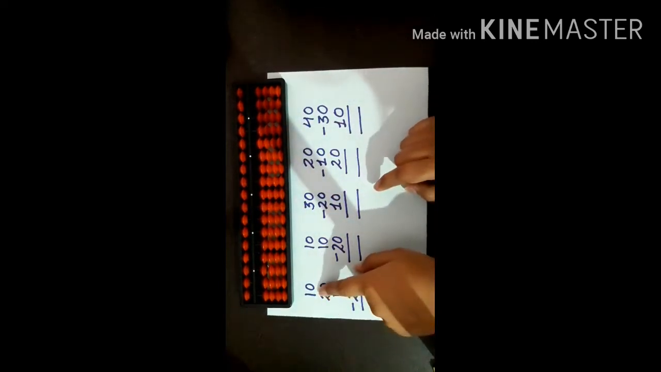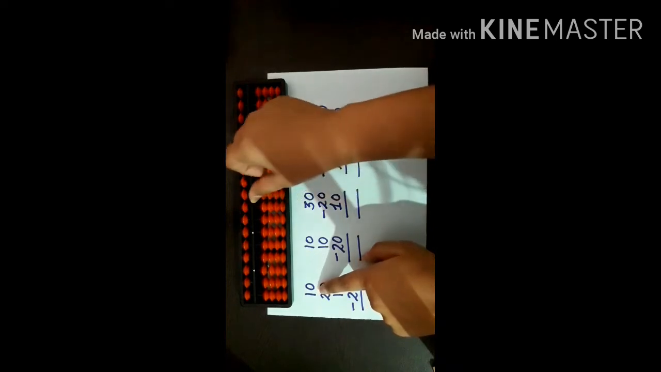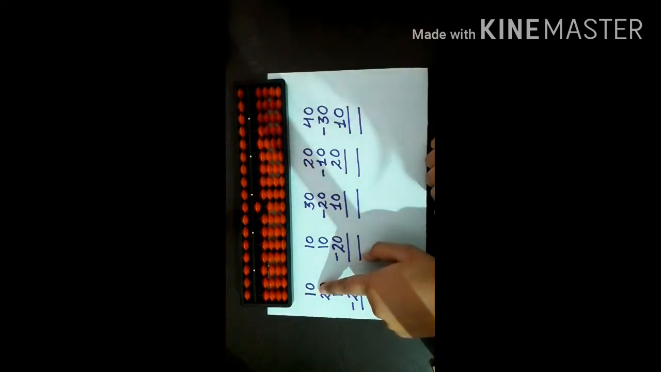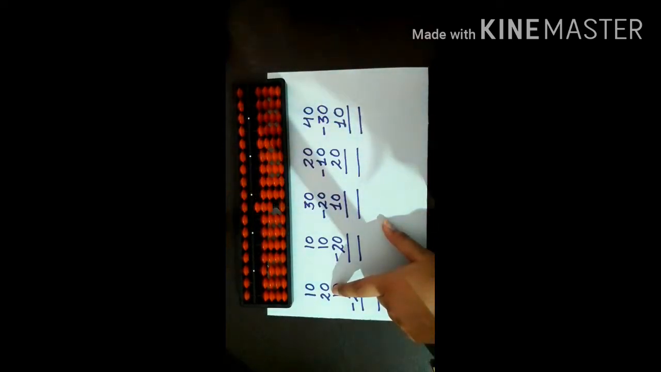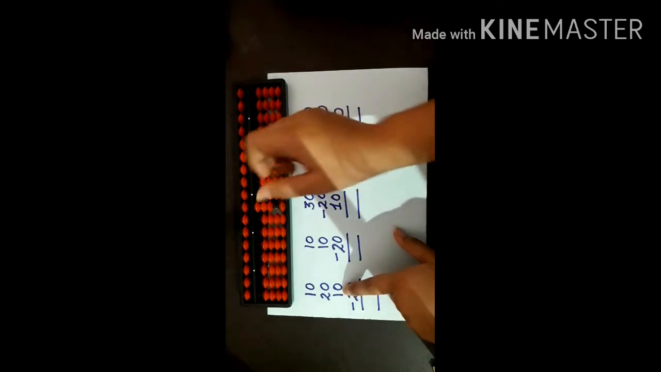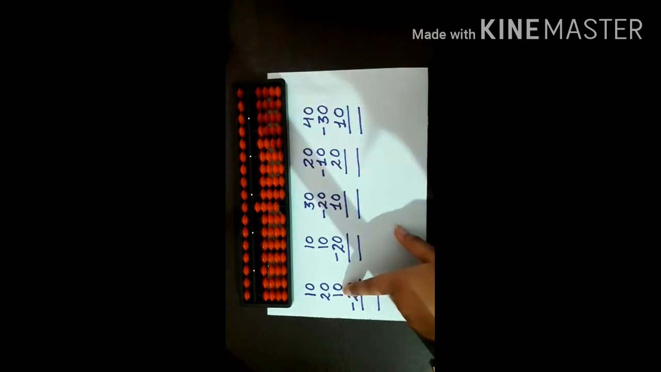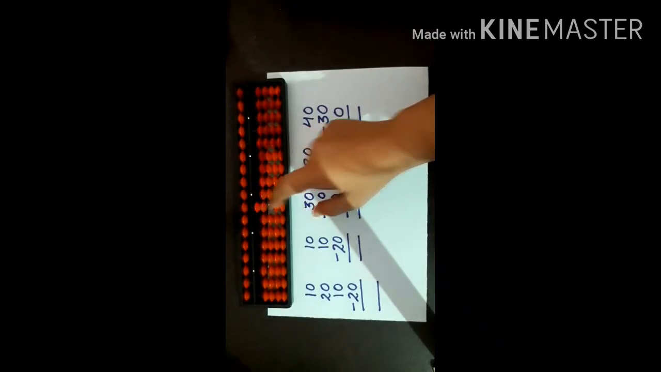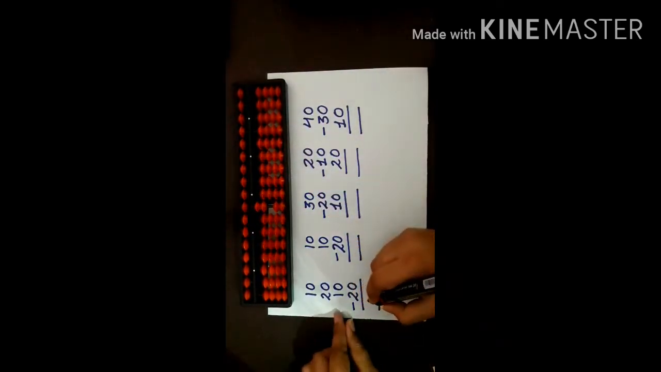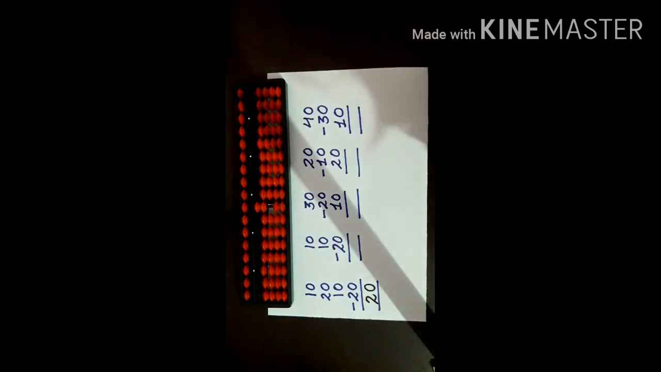So see, here is 10 first of all. Add 10. Then what you have to add? 20. 10, 20. Then what you have to add? 10. Then minus 20. 10, 20. For minus, down. So what is left out? 10, 20 is left out. See class, how easy it is.